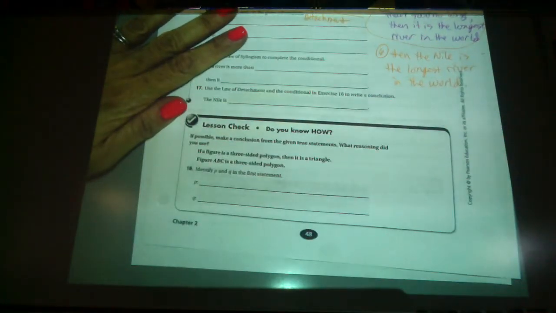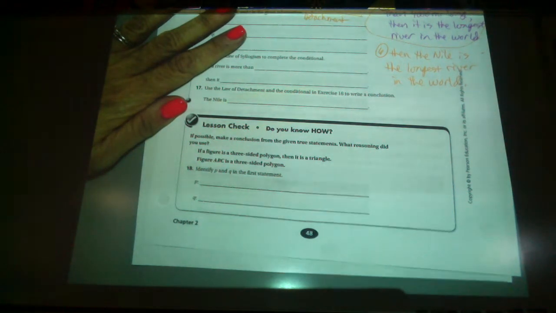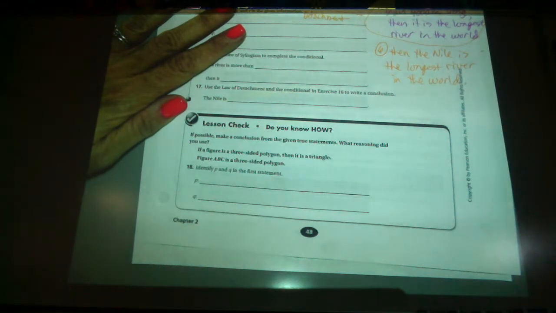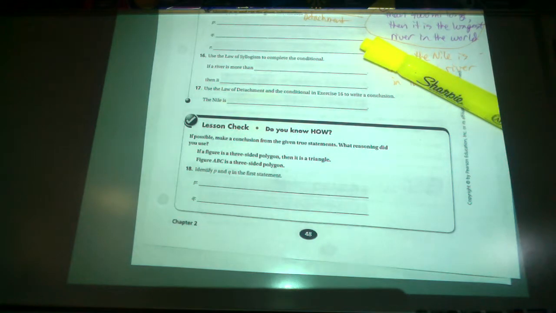Is it possible to draw a conclusion from these two statements here? If a figure is a three-sided polygon, then it is a triangle. Figure ABC is a three-sided polygon. So if you can make a conclusion, go ahead and make it. But I want you to identify, is it the law of detachment or is it the law of syllogism? It can be trying to be the law of detachment or trying to be the law of syllogism, but if it doesn't follow it correctly, then it actually isn't that law. They will often try to make it look like they're functional. So you write your conclusion, if possible. And then chat amongst yourselves.